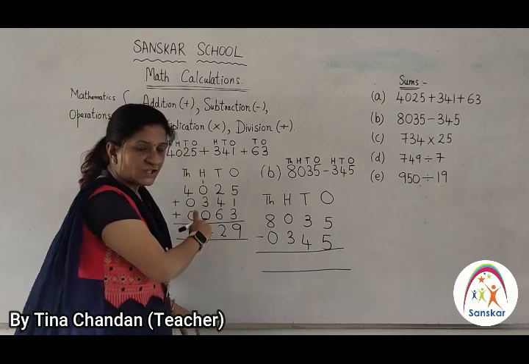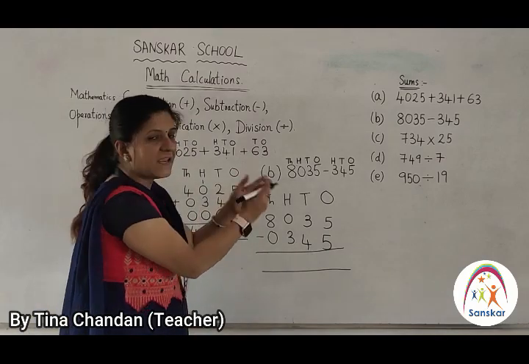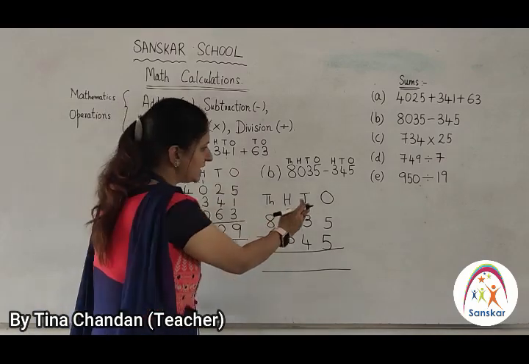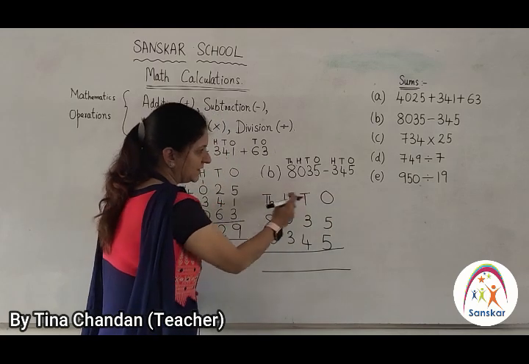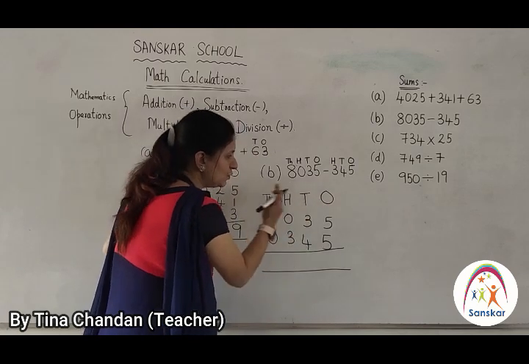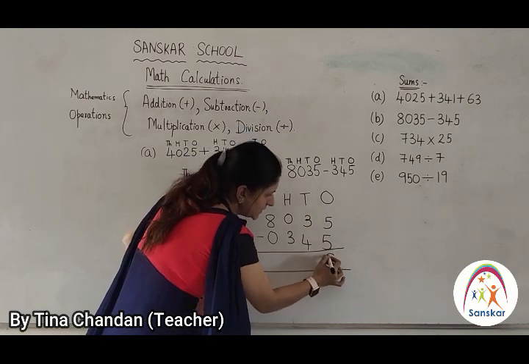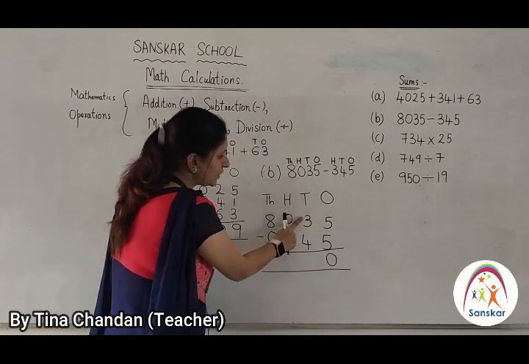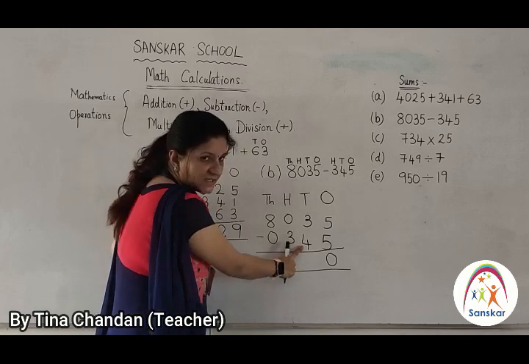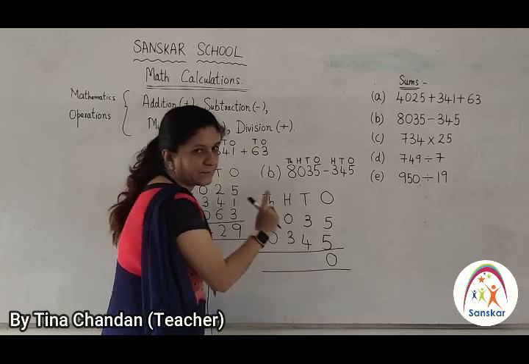Again, for addition, what rule have you followed? The same way you have to follow for subtraction, that is from ones to thousands, from right to left you have to move. Now 5 minus 5 will give you 0. Okay. Now 3 minus 4, that means from 3 you cannot subtract 4.